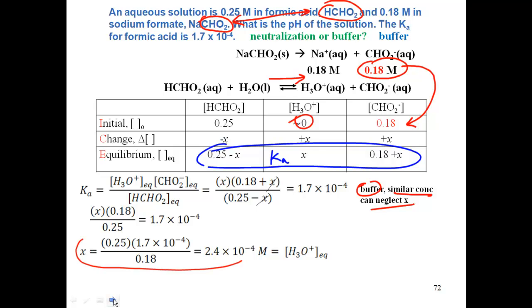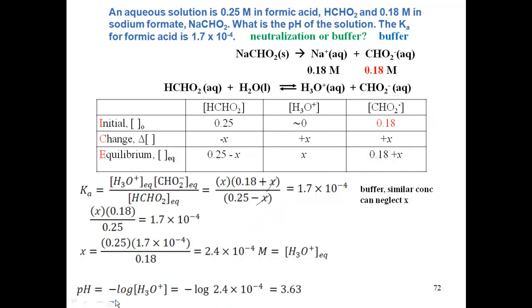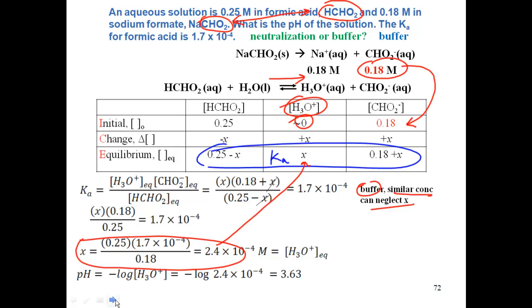This is where I'm going to ask myself another important question. The way that we wrote this problem, what does X equal? And the way that we wrote this problem, X is equal to hydronium ion. If I wrote this as a base problem, then X would be hydroxide. Important question to make sure we don't make a careless mistake. Do our calculation of pH with negative log of my hydronium ion, which is negative log of 2.4 times 10 to the -4th, which gets me 3.63 as my pH.